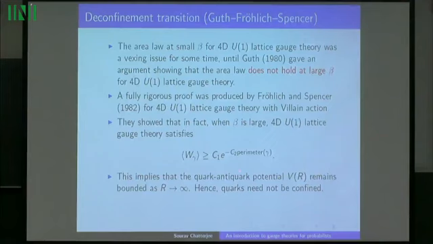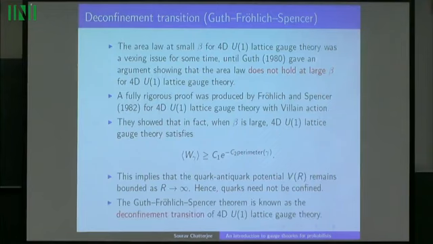So this implies in particular, if you remember from the previous lecture, the quark-antiquark potential V(R). If you have a quark-antiquark pair at distance R, the potential energy between them remains bounded as R tends to infinity. So this perimeter law implies that it remains bounded, and hence it resolves this issue that quarks need not be confined in electromagnetic theory. So this is known as the deconfinement transition of 4-dimensional U1 lattice gauge theory.